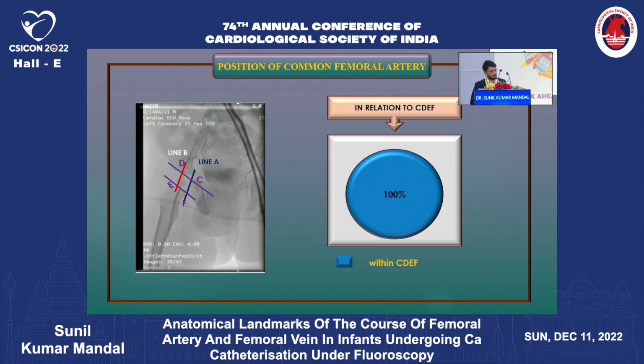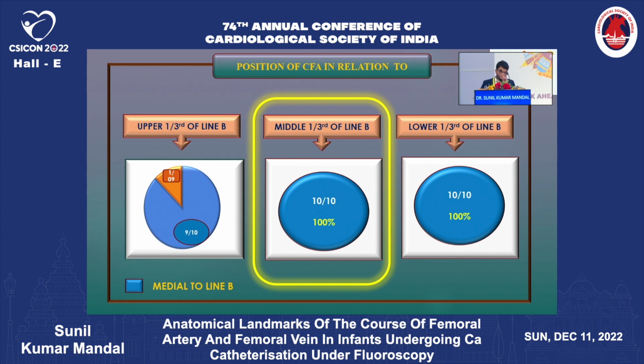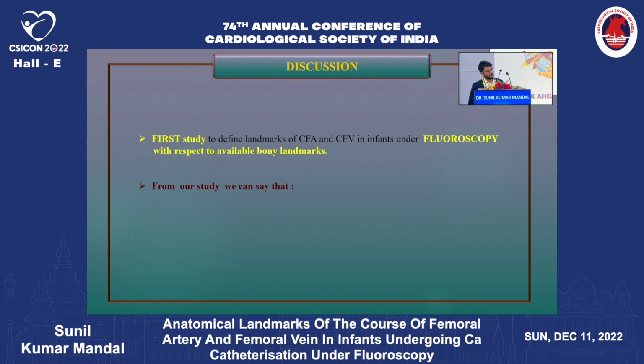Then in relation to the parallelogram, the common femoral artery lay entirely within it. So the middle one third of line B is where we consider the puncture site, keeping in mind that a lower puncture site can give multiple complications. In relation to the mid-inguinal point, all were medial to it. This is the first study to define the landmarks of the common femoral artery and common femoral vein under fluoroscopy.